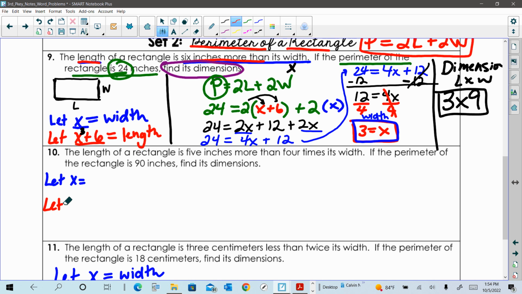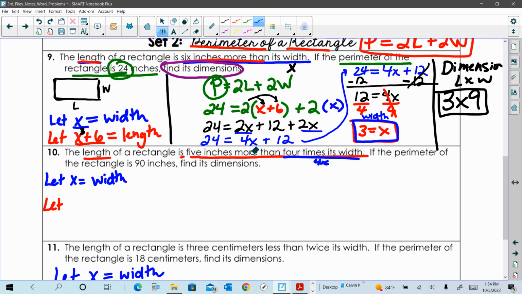I'll figure out that one. So if I read the first sentence, it's telling us that the length is 5 inches more than 4 times the width. Okay, so 4 times the width. Well, I'm going to let my x be the width.